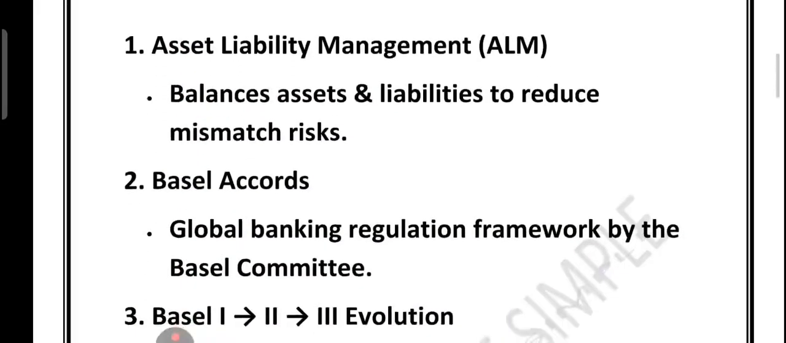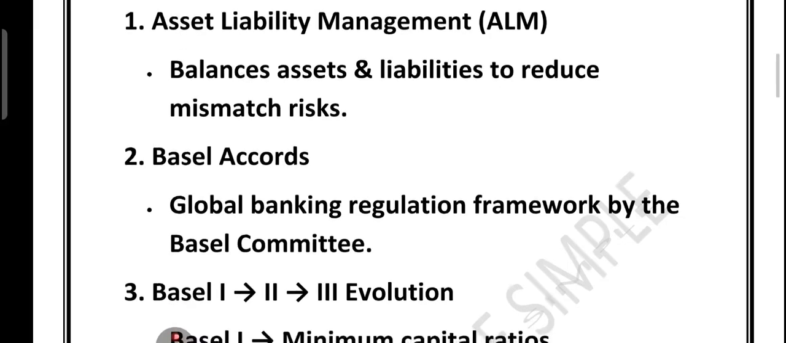Then we have some key concepts like ALM, asset liability management. This is the function which balances the bank's assets and liabilities. On one side we have assets, on the other side we have liabilities. We want to balance both of them. Why? Because we want to reduce the risk of mismatch, like when loan repayment and deposits don't align in timing or values. It happens most often. Then ALM is required: we need to balance the bank's assets and liabilities.